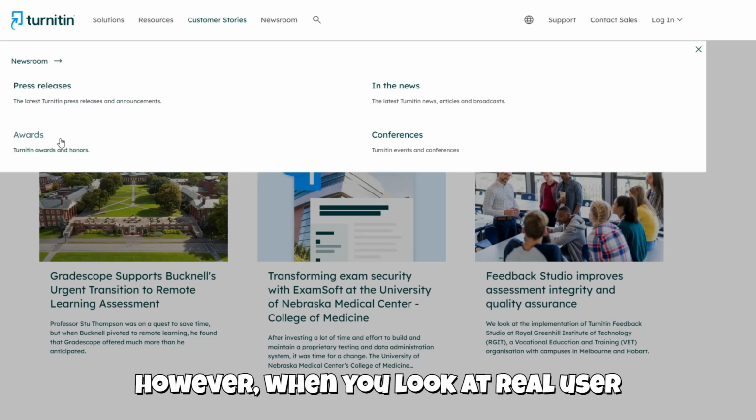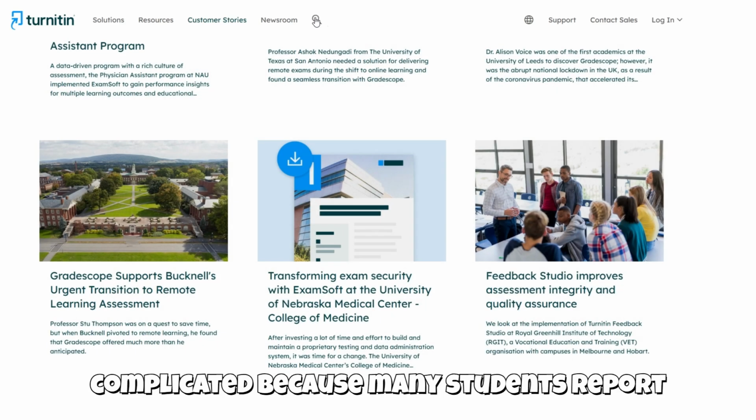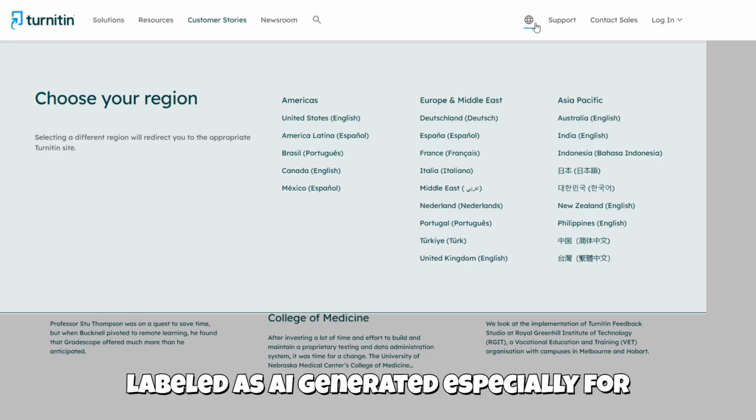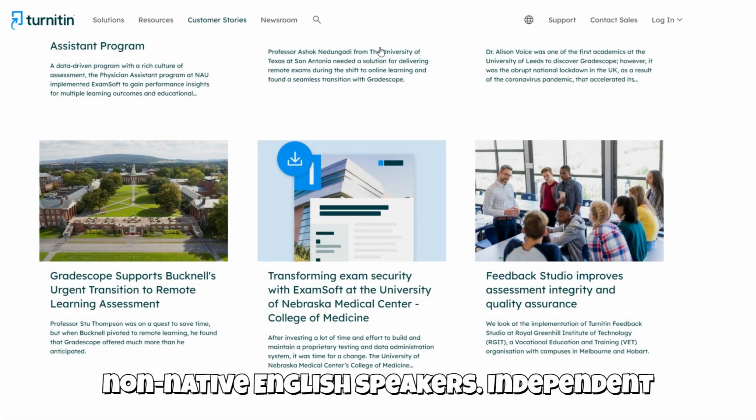However, when you look at real user feedback in studies, things become more complicated because many students report false positives, where completely original work is flagged as plagiarized or even labeled as AI-generated, especially for students who write in a very formal or structured academic style or for non-native English speakers.